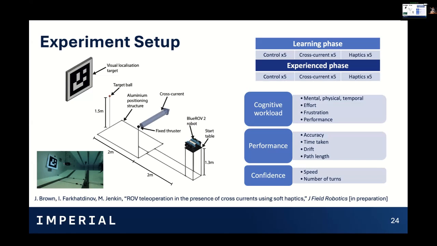And this was quite a data-rich experiment. So we're looking at cognitive workload with NASA TLX. We're looking at various performance metrics, accuracy, the time they took, the drift due to the cross current, and their overall path length, their efficiency, and a few proxy metrics for confidence as well. And I'm not going to have time to go through all of these results.